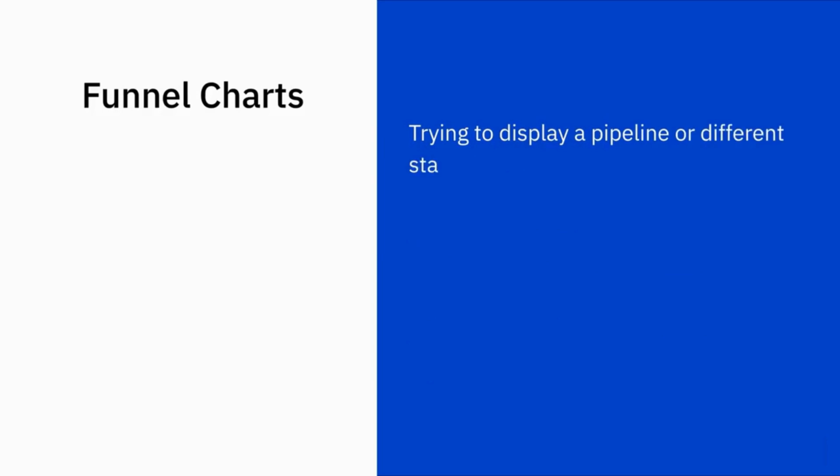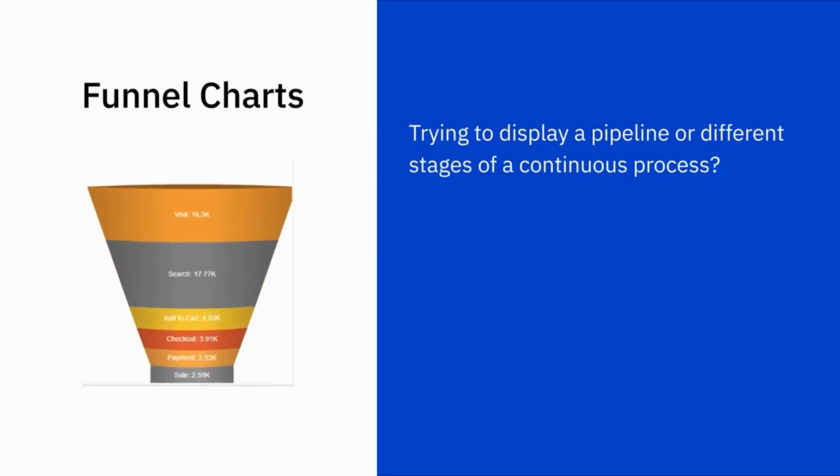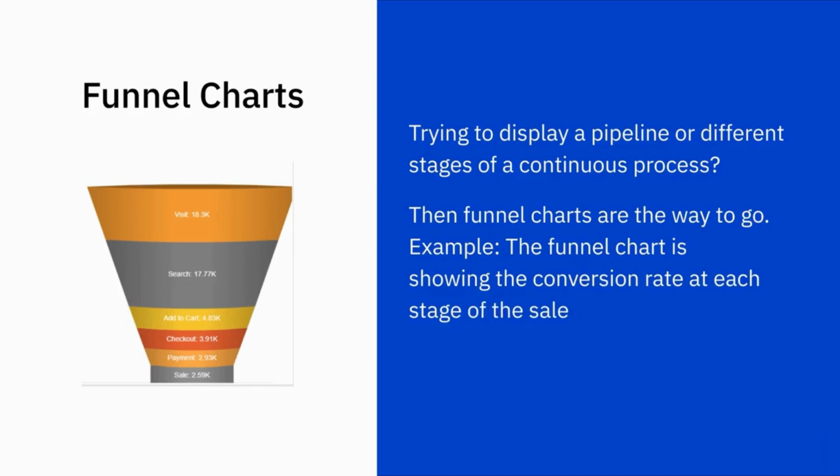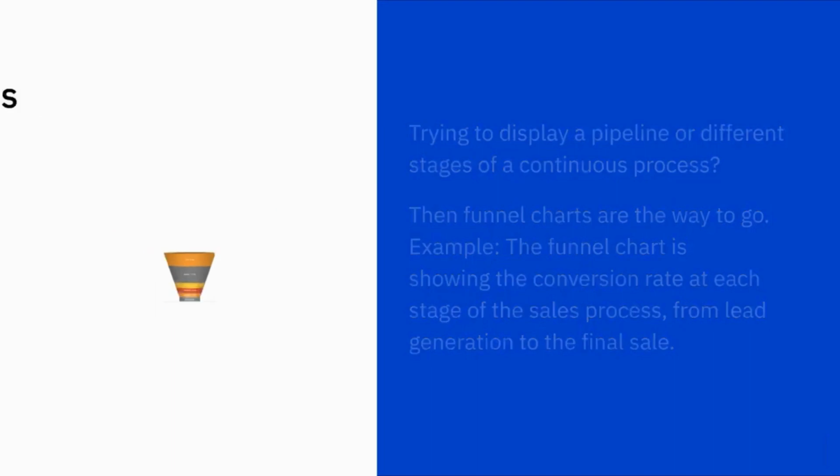Trying to display a pipeline or different stages of a continuous process? Then funnel charts are the way to go. In this example, the funnel chart is showing the conversion rate at each stage of the sales process, from lead generation to the final sale.